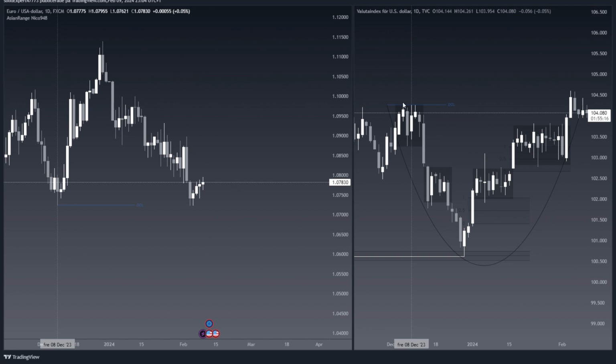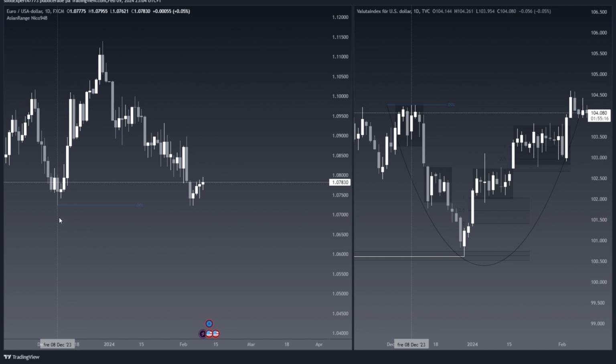What that means is that you can utilize the DXY because you know when the DXY goes up, Euro USD must go down. Okay? Because the DXY is much stronger than Euro. Okay? DXY up, Euro down. Because it's the Euro against the dollar.